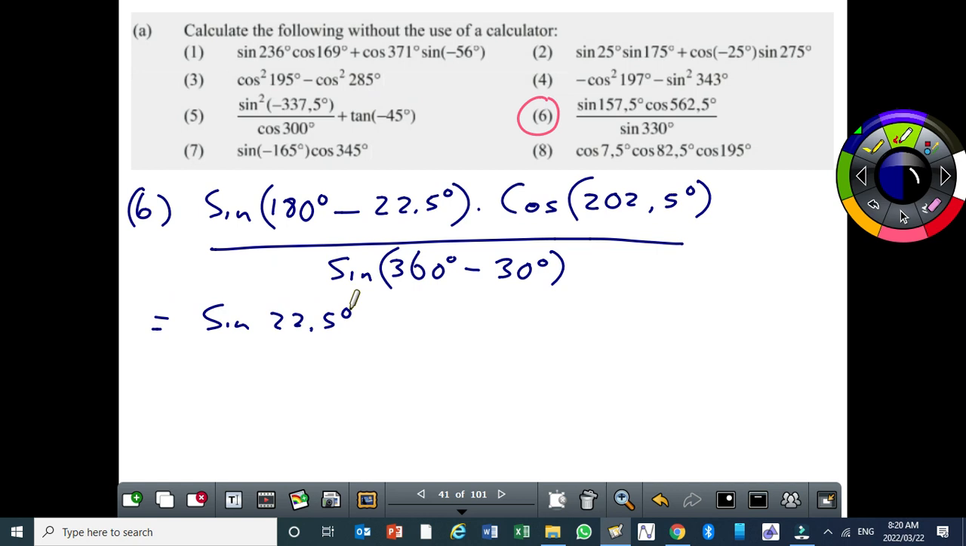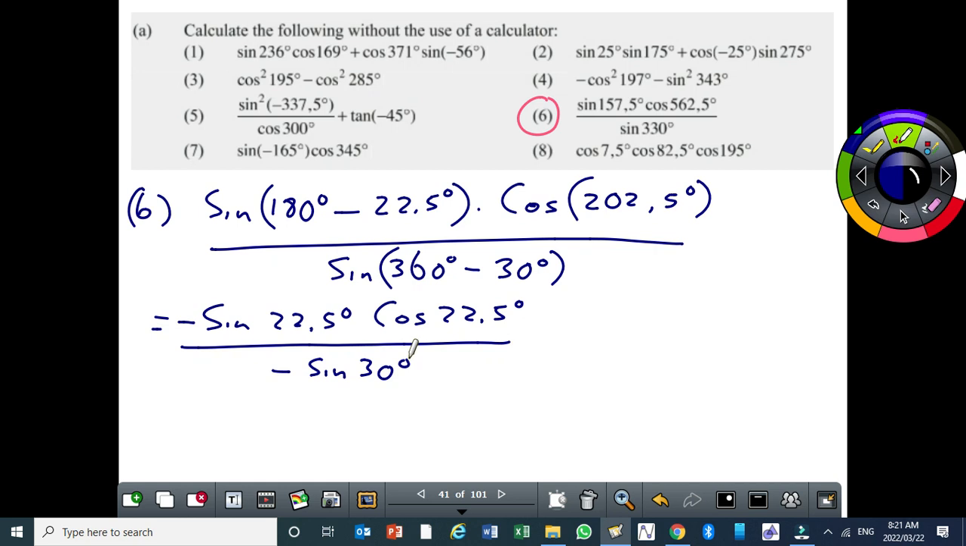22.5 degrees. Then if I break this up into 180 plus 22.5, I'll get 180 plus 22.5, which is in the third quadrant, and cos in the third quadrant is negative. Therefore, I can end up having minus sine 22.5 times cos 22.5 degrees. This is all over. Now, 330 is in the fourth quadrant, so that will give me minus sine 30 degrees. Okay?